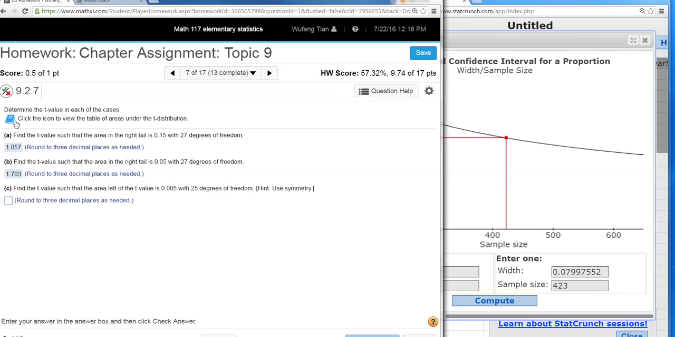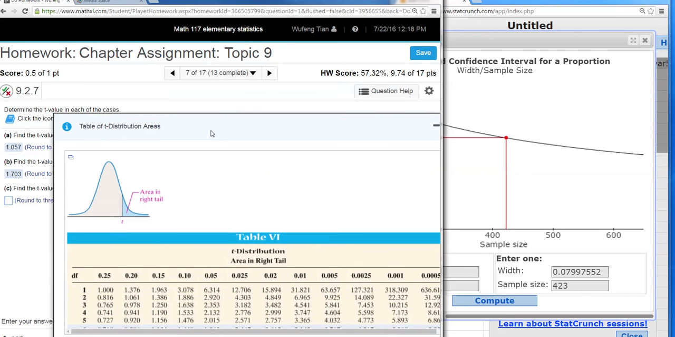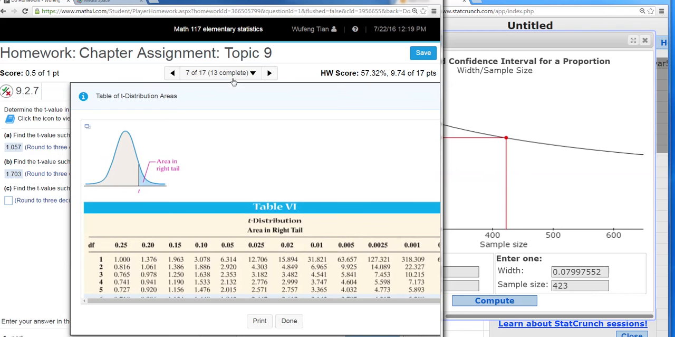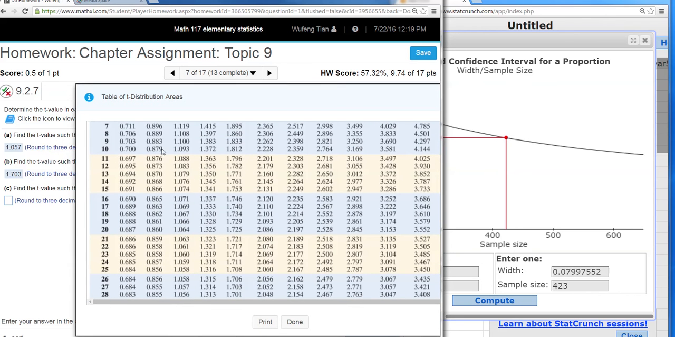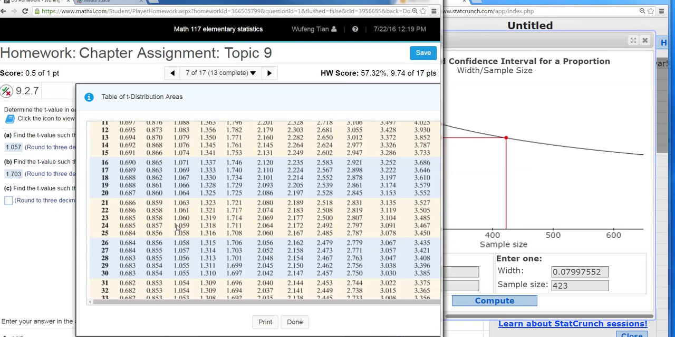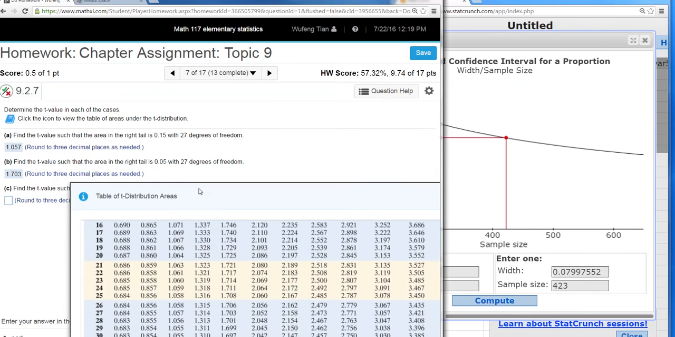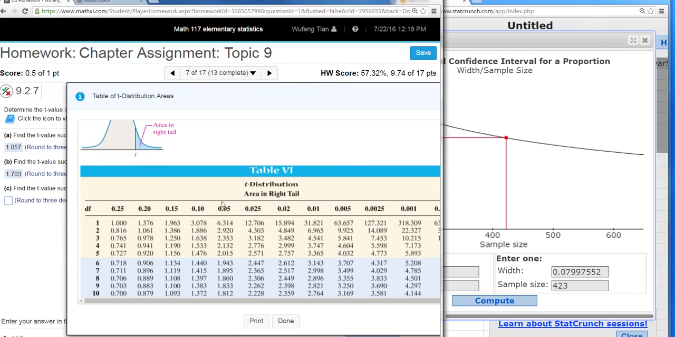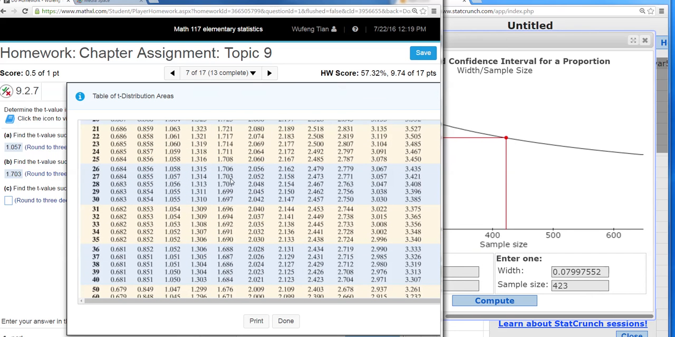And number 7, find the t-values. This is pretty simple. You just have the t-value, nothing else to do, just look at the table. Find the t-value for 0.15 with 27 degrees of freedom. 0.15 is this one, and scroll down to 27 degrees, so 1.057. Next one, find the t-value for 0.05 with 27 degrees. Find 0.05, go to 27. So it's 1.703. Okay, you finish that by yourself.